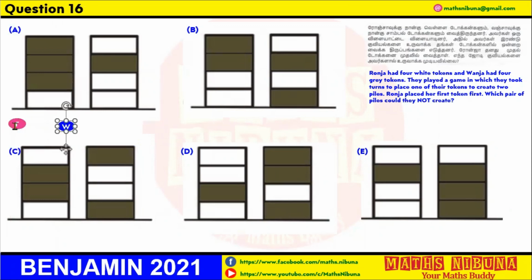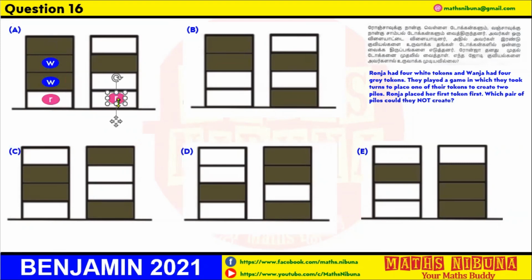So look at A. Let's assume this is Ronja because Ronja has 4 white tokens. It can be either way. Ronja puts here. The next one can be this one or this one, but this one cannot be because Ronja has the gray color. So Ronja must put this one. Now Ronja's got white color, so she must put this one here. Now it's Wanja's turn. Wanja can only put on this one because this is gray. This is white, so she cannot.